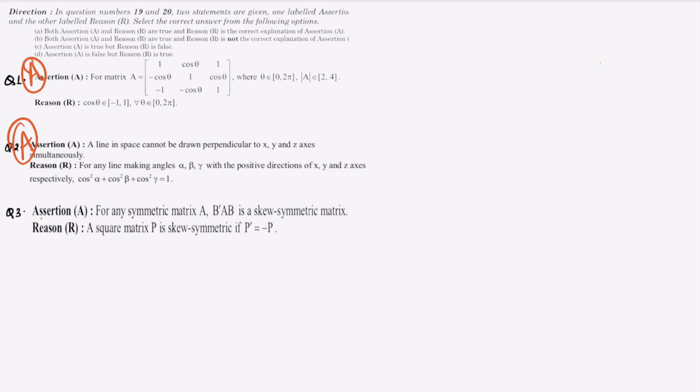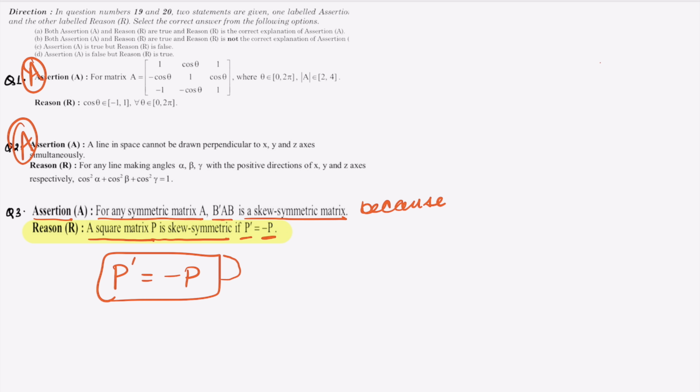Now in question number 3, assertion is saying for any symmetric matrix A, transpose of B into A into B is a skew symmetric matrix because the reason is a square matrix P is skew symmetric if transpose of P is equals to minus P. If we see the reason is correct because if transpose of any matrix P is equals to minus P, then we say that the matrix is skew symmetric matrix. Clear? So reason is correct.